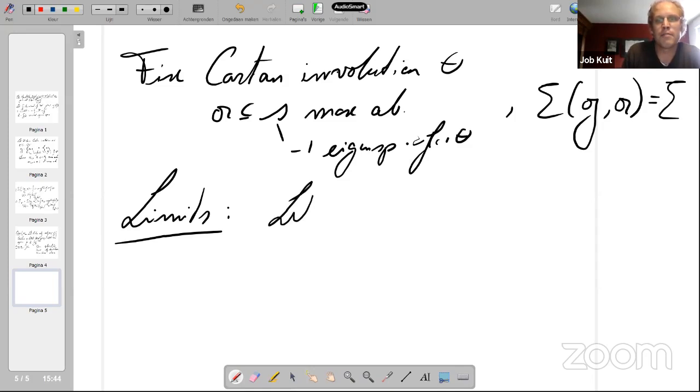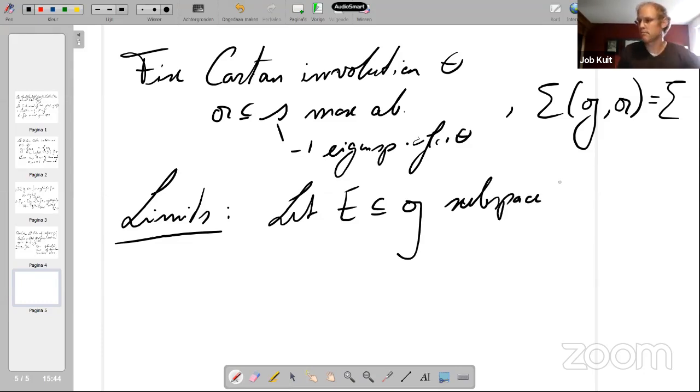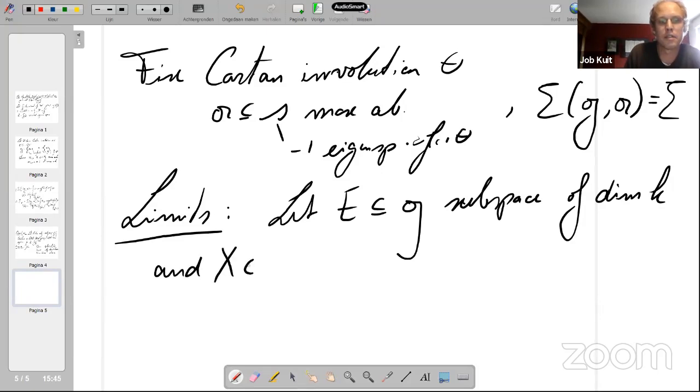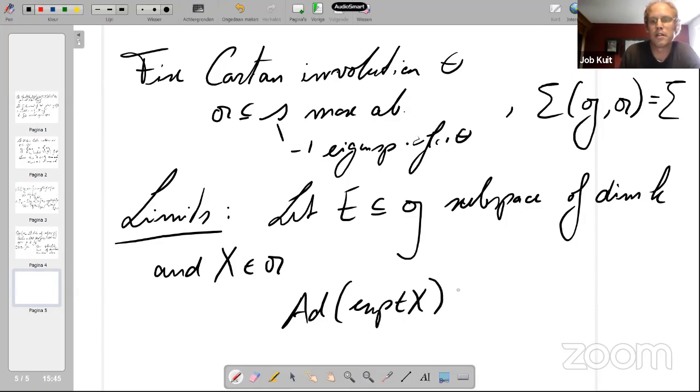So very generally, if I have a subspace E, maybe of dimension K, and I have an element x, then I can let this x act on E in the following sense. I take the adjoint representation, e to the t ad x, and let that act on E, where t is some real number. Then I can look at what happens when I make this t very big. So I take the limit for t to infinity.